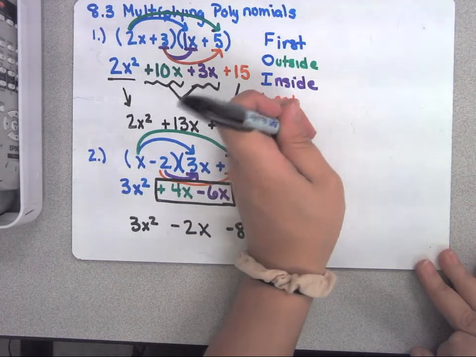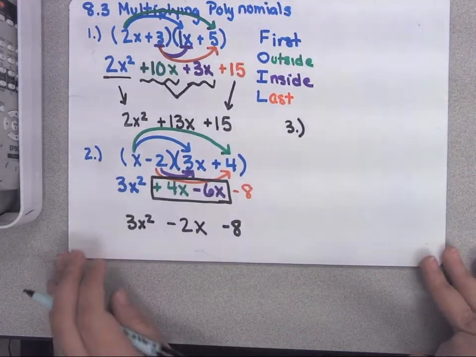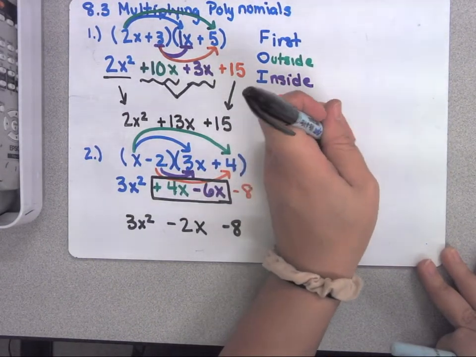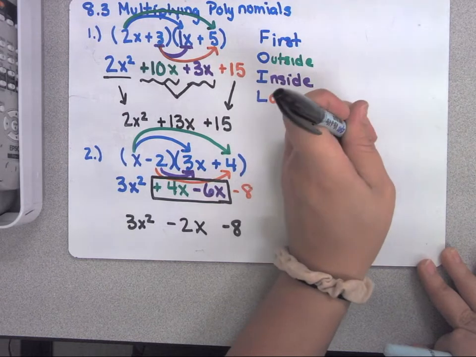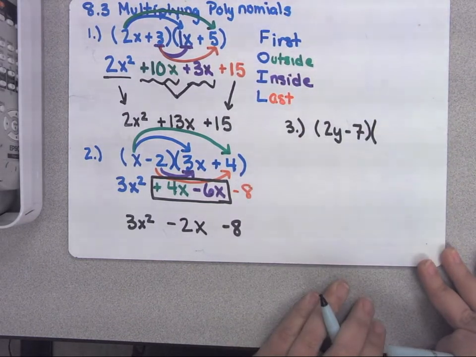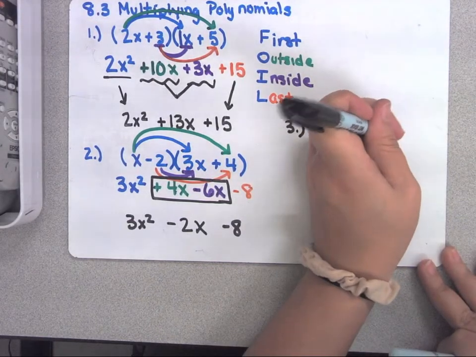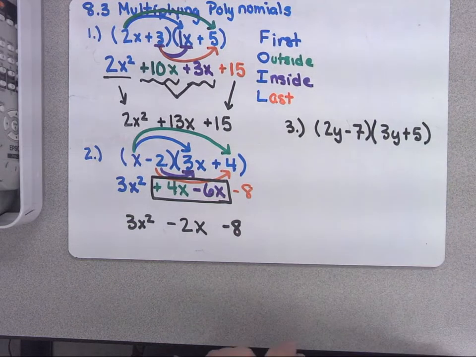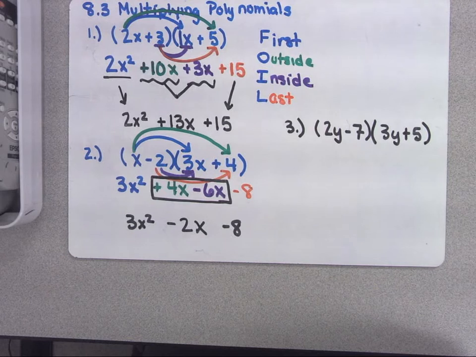Probably enough time for one more problem. Okay. 2y, that is our goal, minus 7 in the first group. Second group, 3y plus 5. What giant X? That's a parentheses. They're just connected.